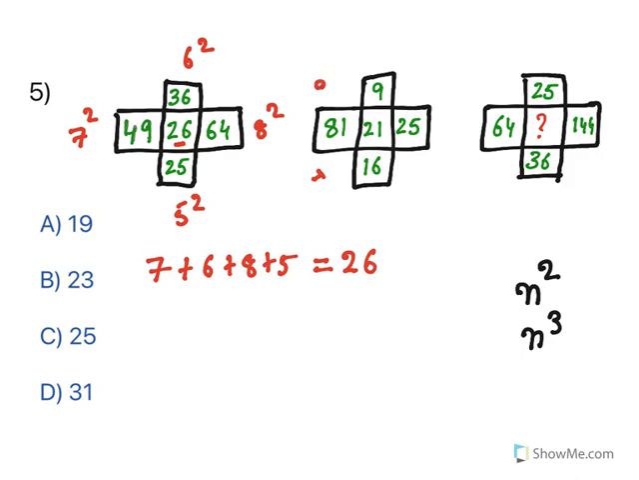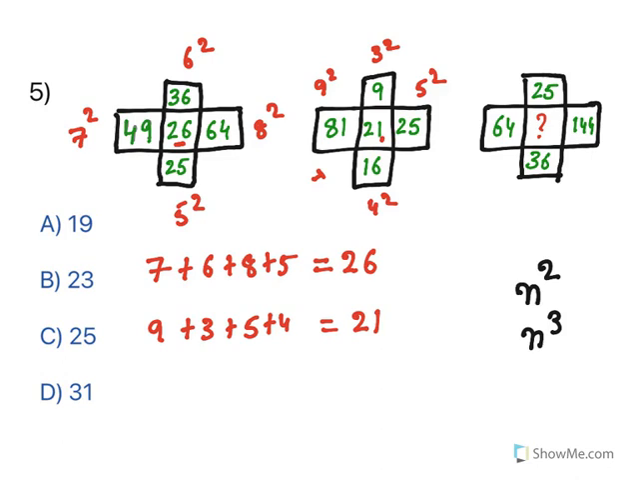Now, 81 is what? 9 square. 9 is what? 3 square. 25 is what? 5 square. 16 is what? 4 square. Again, add all of them. 9 plus 3 plus 5 plus 4. How much would it be? 9, 12, 12 plus 5, 17, 17 plus 4, 21. Bingo. So now let us do these things.